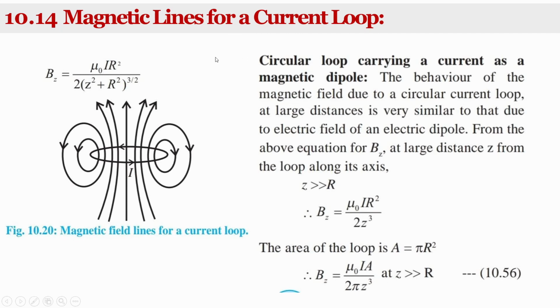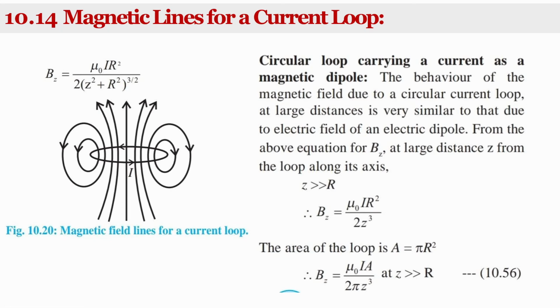We know that the magnetic field produced at point P, that is point P on the axis, has the formula Bz equal to mu naught I r square upon 2 into the bracket z square plus r square raised to 3 by 2. So that is the formula for the magnetic field at an axial point, and the point is P.